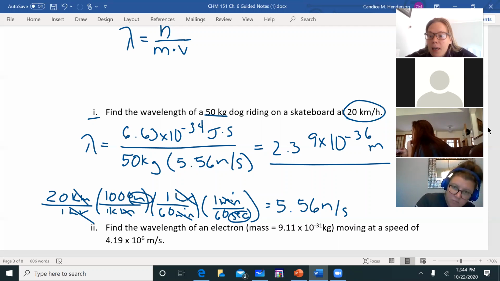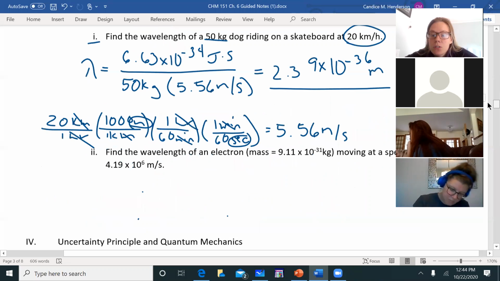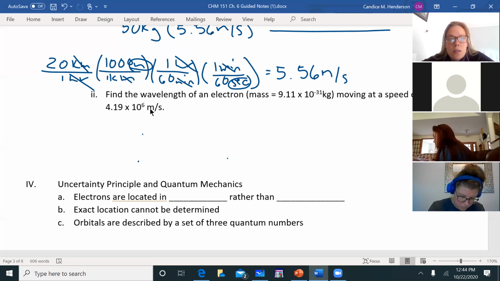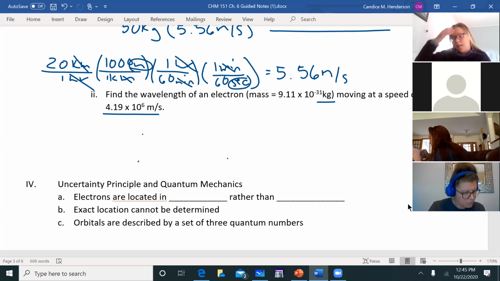I want you to run the same calculation, but this time I want you to do it for an electron. So here's the information on the electron. Its mass is 9.11 times 10 to the negative 31 kilograms, and it's moving at a speed of 4.19 times 10 to the 6 meters per second. So you've got both of them, and they are actually in the units that you need, so you really just need to plug it in. I'll give you 2 minutes in there, mainly just to get practice with getting it into the calculator.